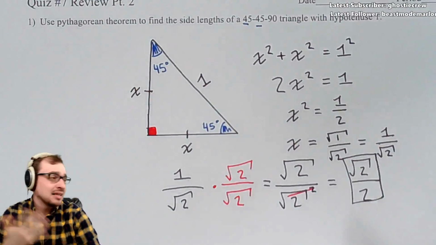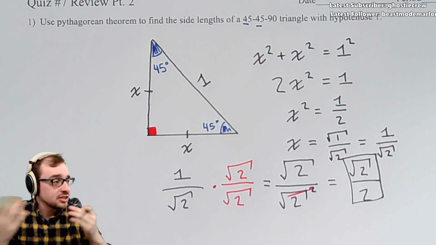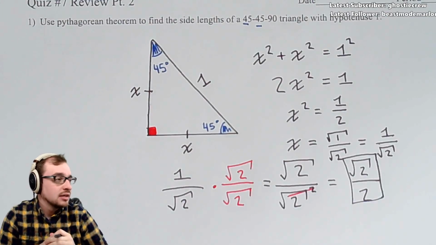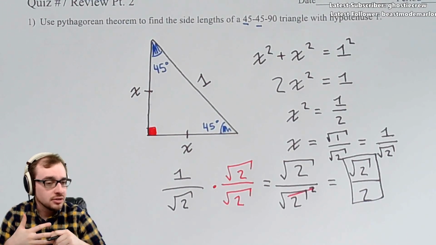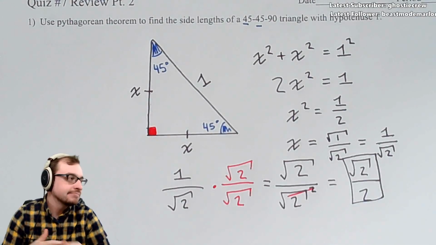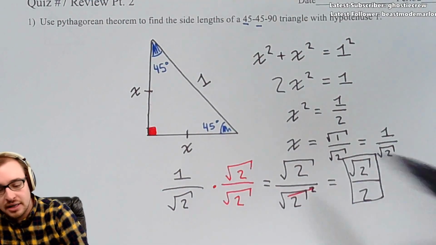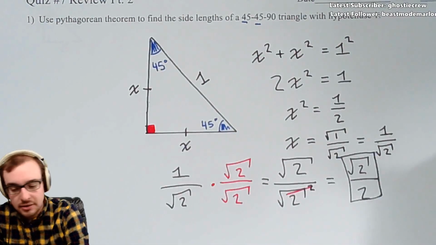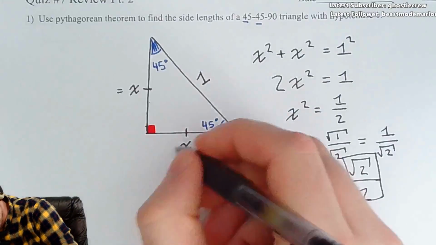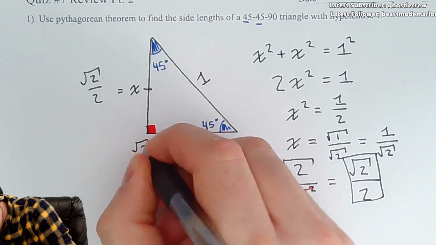Do I care either way? Not necessarily. Both are valid answers. Just like 6/8 is the same as 3/4. Now, I think you know that most teachers do care if you simplify your fractions down, right? Same thing here. But they're both correct answers. So that's how we know that in our 45, 45, 90 triangle, both of these sides are going to be root 2 over 2 when the hypotenuse is 1.